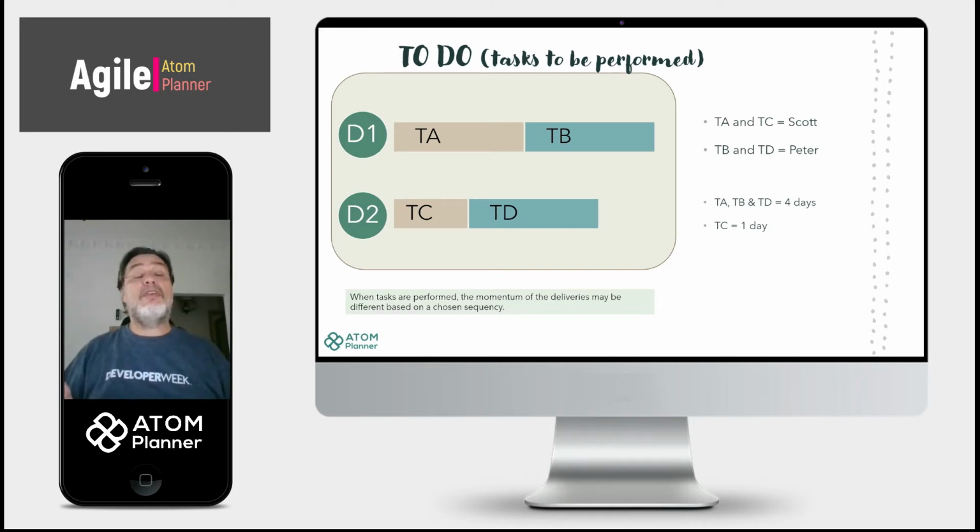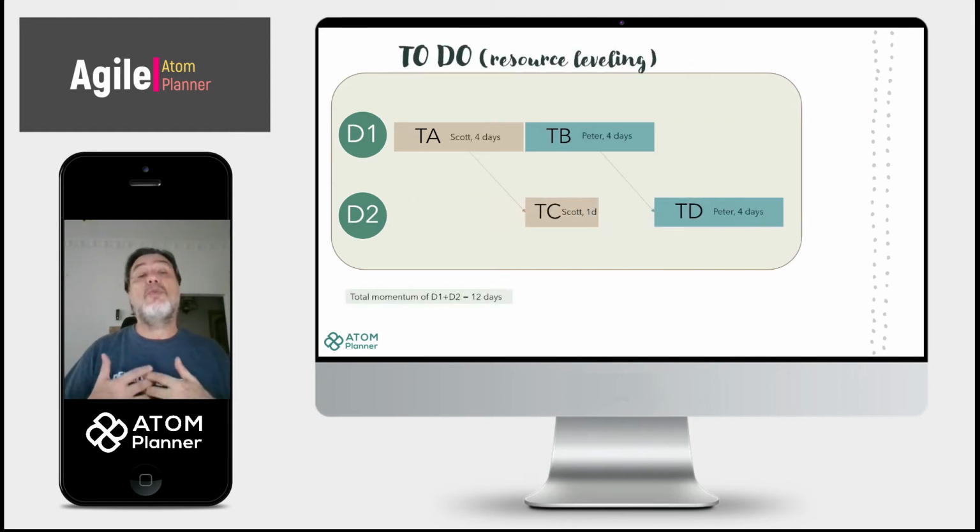In practical terms, teams are going to pick cards that represent tasks and they're going to work on them. And if for some reason Scott gets TA from Delivery 1 first, he's going to take 4 days working on that particular task, and he's only going to be able to start performing TC after that. And when he starts to work on Delivery 2, then Pete can jump in and start to work on Delivery 1 and then Delivery 2. And this means that all these 4 tasks have a momentum of 12 days.